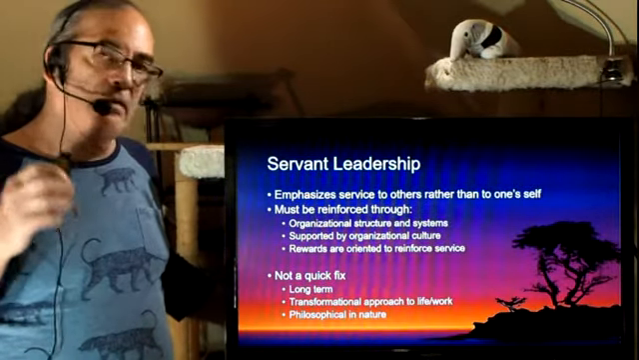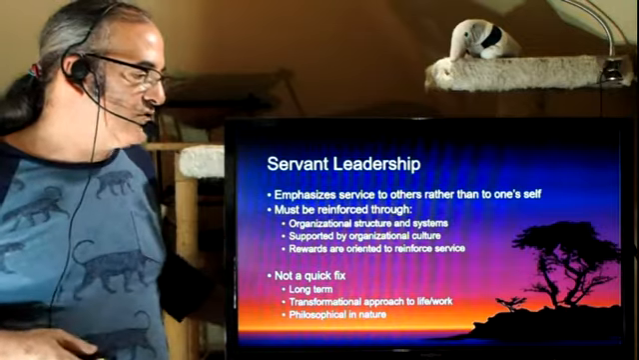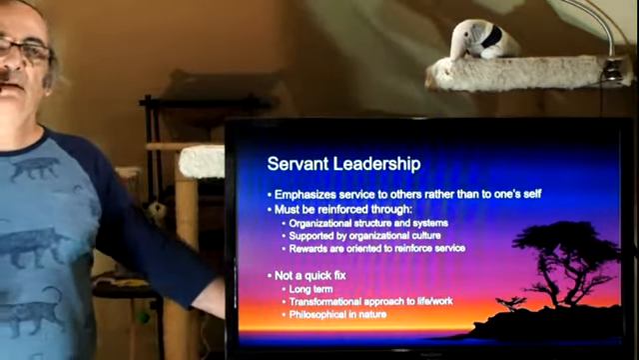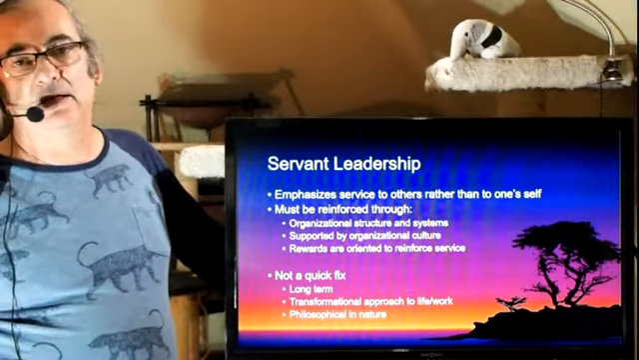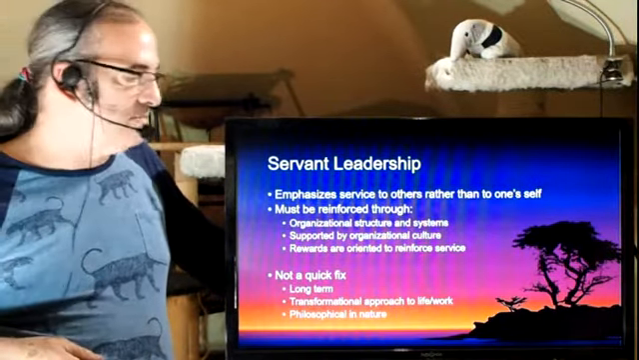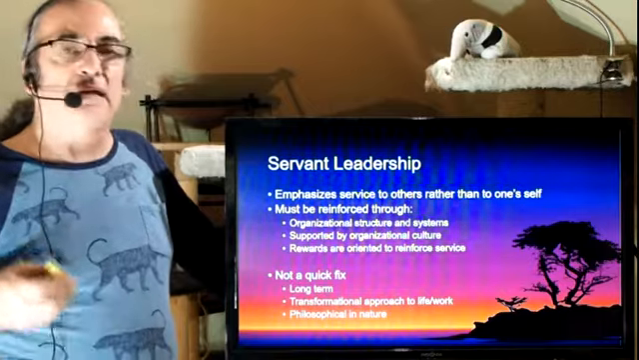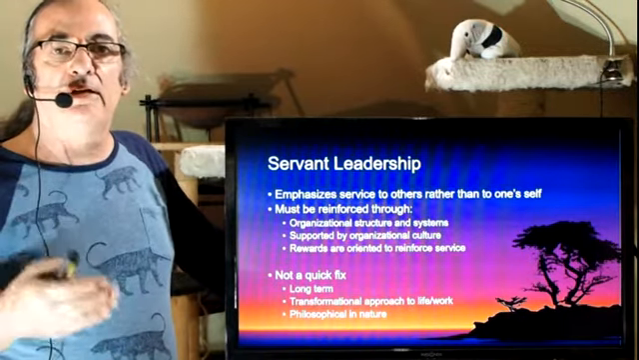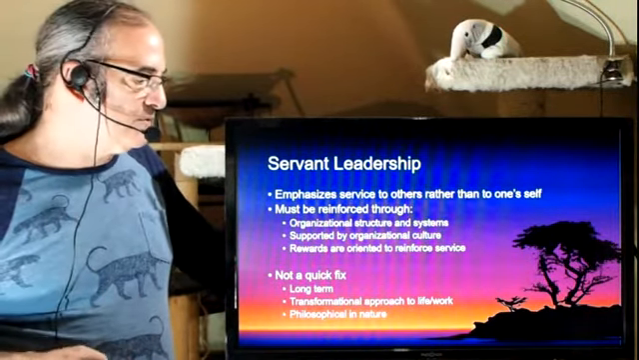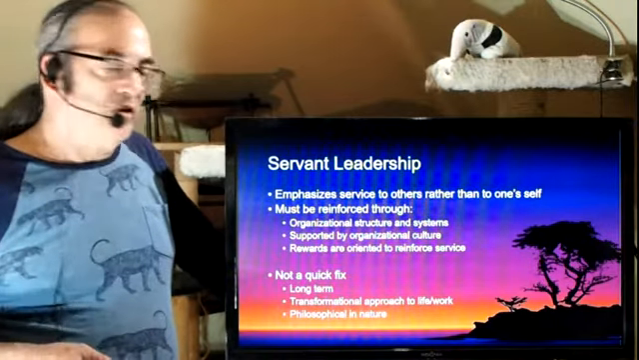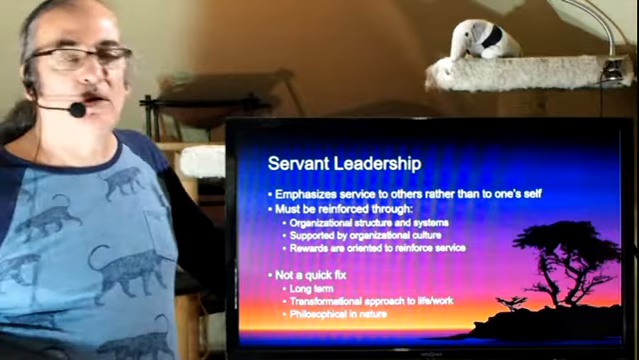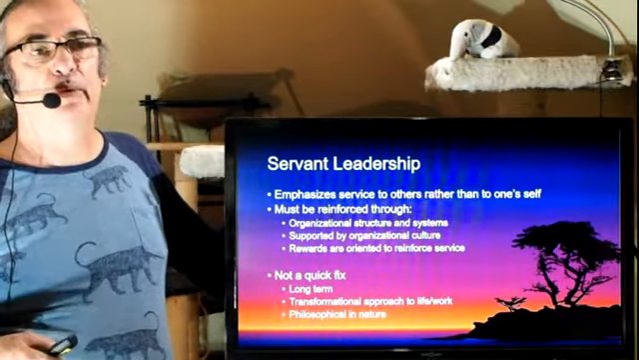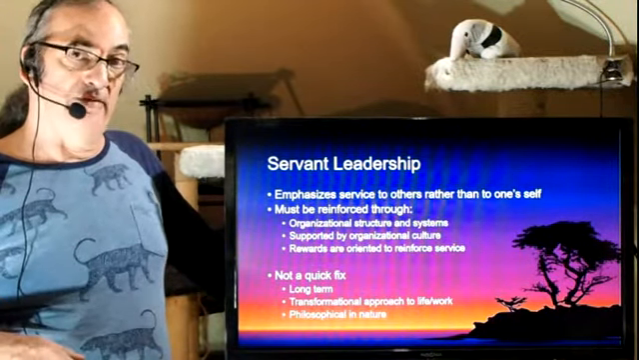So, let's talk about servant leadership. It emphasizes service to others rather than to oneself. So it isn't about my stock options or my increases. It's about generating a place where people can fulfill themselves. It's got to be reinforced through organizational structure and systems. And if you find this is the path you want to go and you're in an organization that doesn't support it, you might have to move on.